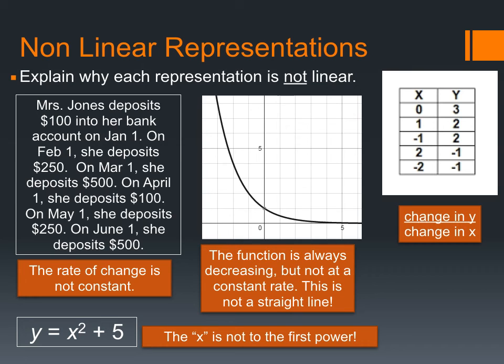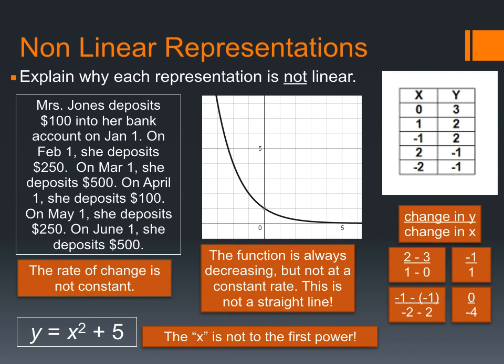Let's do the top 2 y values. Let's do 2 minus 3 over 1 minus 0. Let's simplify that. So it seems like the rate of change is -1, but now when we check the bottom 2 ordered pairs, the change in y over the change in x, the numerator here becomes -1 plus 1 or 0, and the denominator is -4. Can you tell those ratios are not the same? That's why this table is not linear.